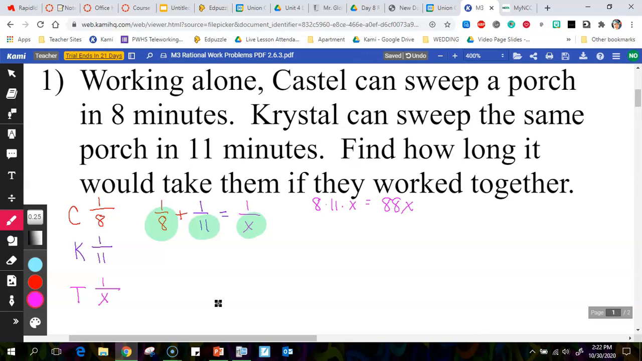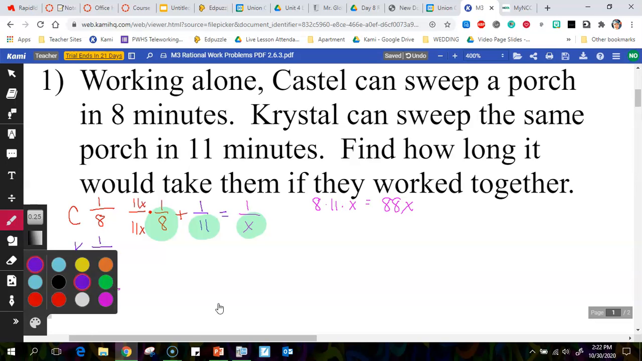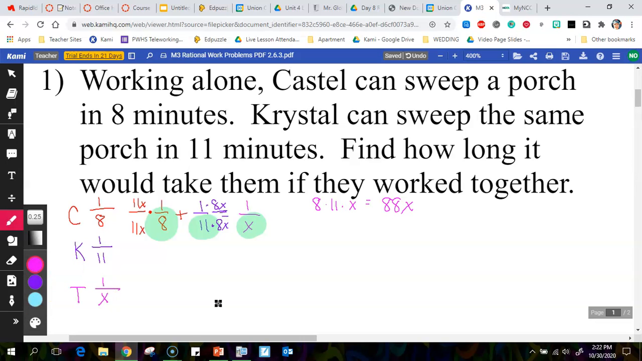All right, so let's look at the 1/8. What do I need to do to 8 to get 88x? I would have to multiply it times 11x. If I do that in the denominator, I've got to do that in the numerator. What would I do to 11 to get 88x? I would multiply that times 8x. And then what would I do to x to get 88x? There I would multiply times 88. It's not always all of them times each other, but this time it is.